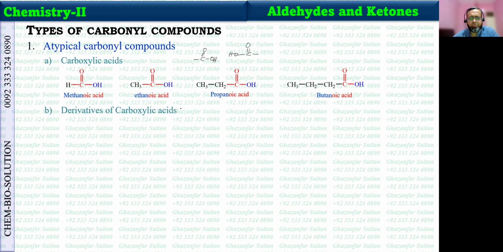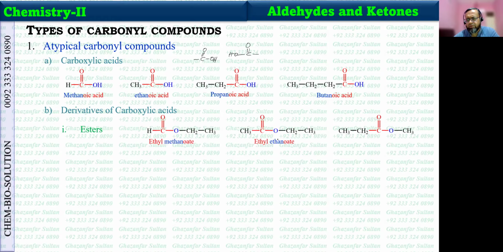Now the derivatives of carboxylic acids. If this OH is replaced by something else, these are called derivatives of carboxylic acid. One of them is ester. In an ester, this hydrogen is replaced by an alkyl group. For example, here it is an ethyl group, here it is also an ethyl group, but here it is a methyl group. So it depends on what groups are there.